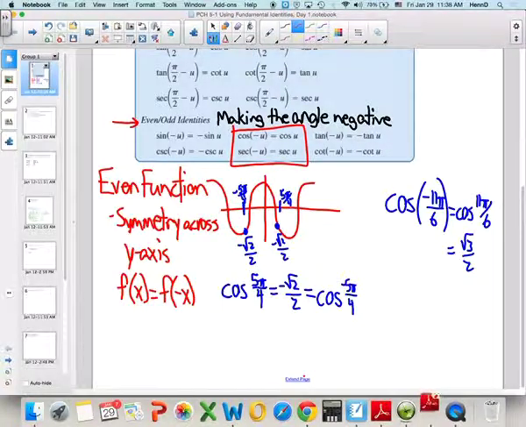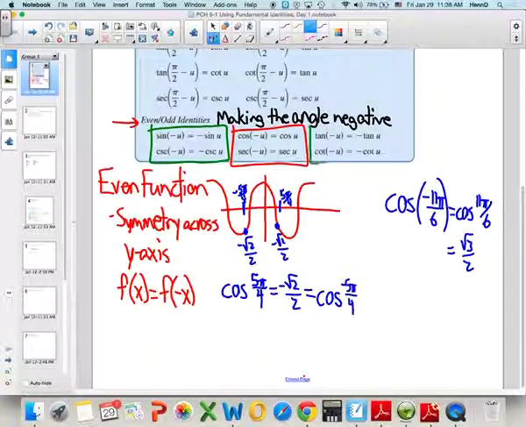So odd functions would be sine and tangent. Sine and tangent are odd functions. They do not have that symmetry; notice they have a different type of symmetry. Let's look at sine and tangent. When you make the angle negative in either sine or tangent, what does it do to the value of the trig function? It makes it negative. It makes it the opposite as well.